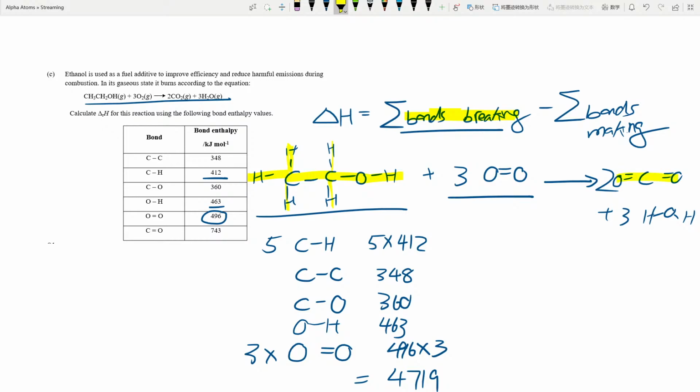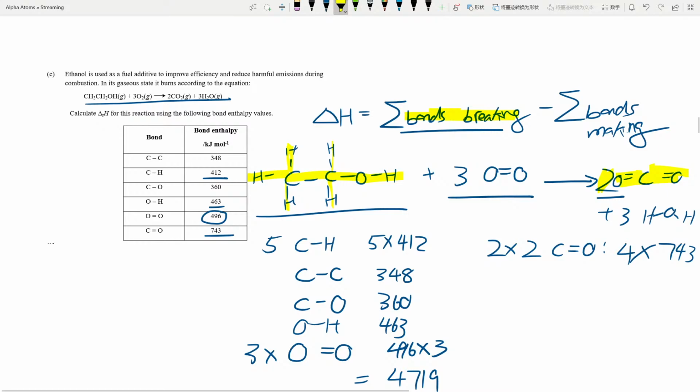Just look at the CO2 first. For every mole of CO2, I have 2 lots of COs. You have 1 CO on the left hand side, you have 1 CO on the right hand side. But then you have 2 lots of CO2s. So for every 1 mole of CO2, we have 2 C double bond O bonds. But then because we have 2 moles, that's going to be 4 moles of C double bond O. So that will be 4 times 743.